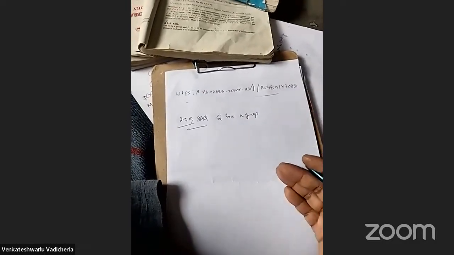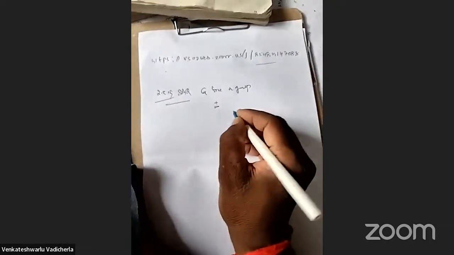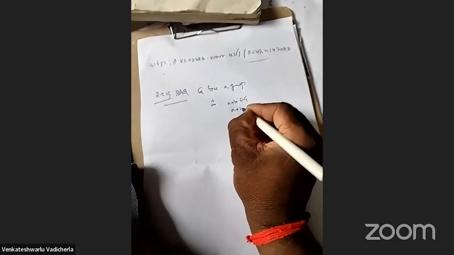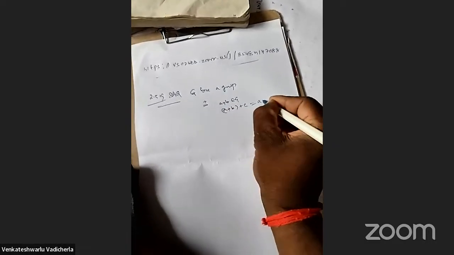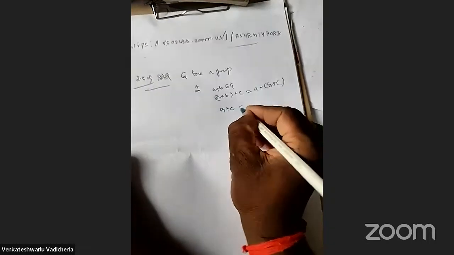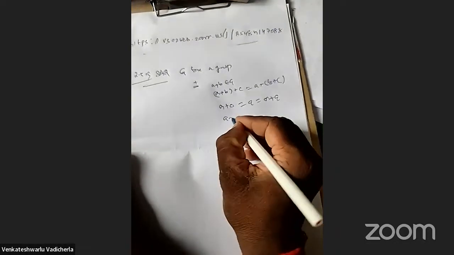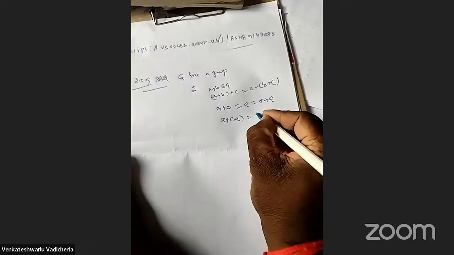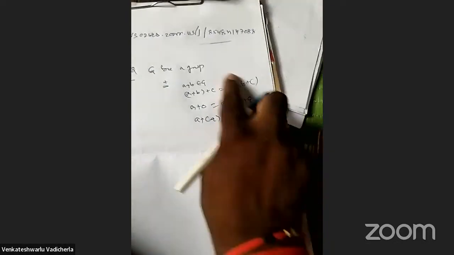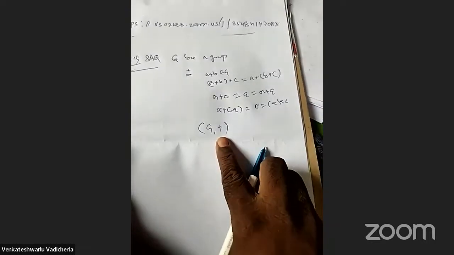Then it is a group, and a commutative group if commutative as well. Closure property means, suppose addition is a binary operation, a plus b belongs to G. Associativity: (a plus b) plus c is equal to a plus (b plus c). Identity: a plus 0 is equal to a, equal to 0 plus a. Inverse: a plus (minus a) is equal to 0, equal to (minus a) plus a. If the four properties are satisfied, G is a non-empty set with respect to plus and is called a group.